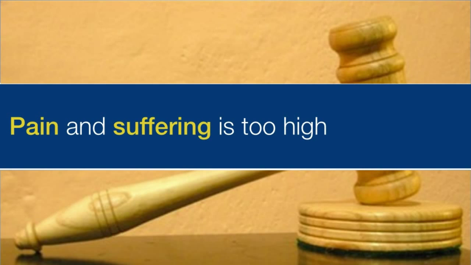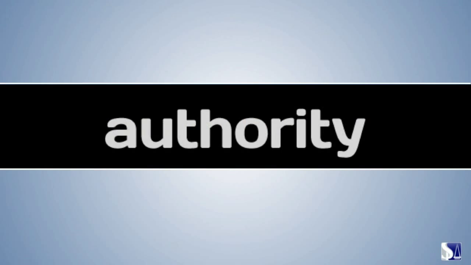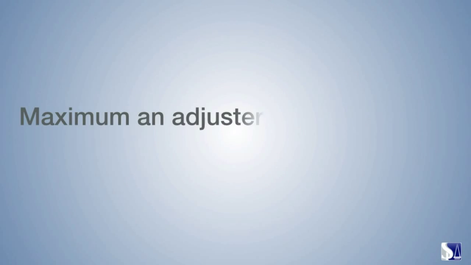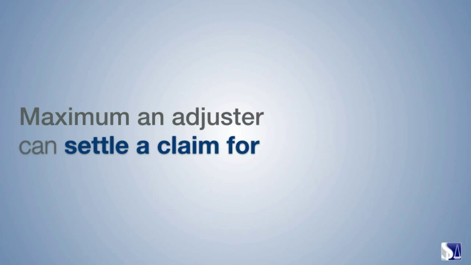In addition to those reasons, the adjuster may discuss her authority. This is the maximum amount of money a claims adjuster is allowed to settle a claim for. Any higher amount must be authorized by a supervisor. The adjuster may say the amount you're asking for is beyond her authority, or even that she's already gone to her supervisor and gotten permission to offer you a certain amount.